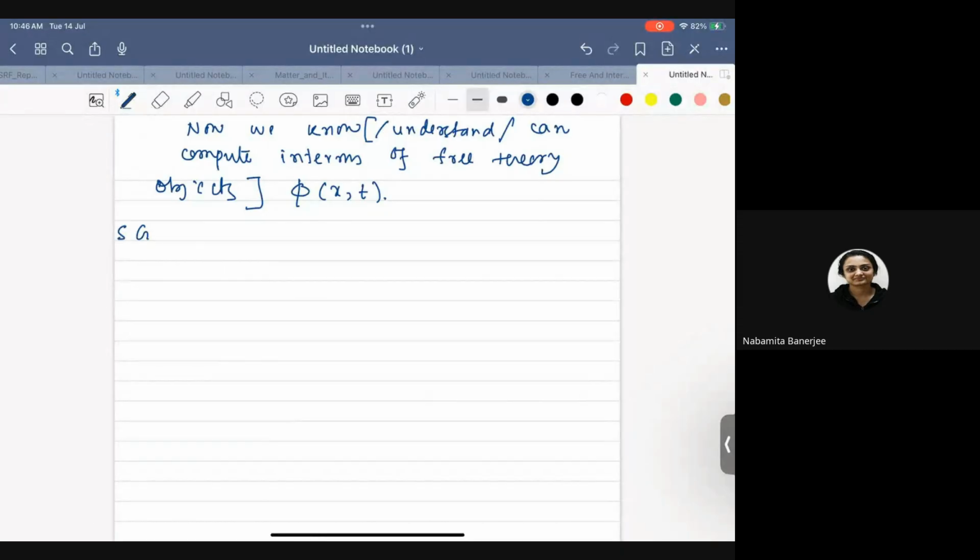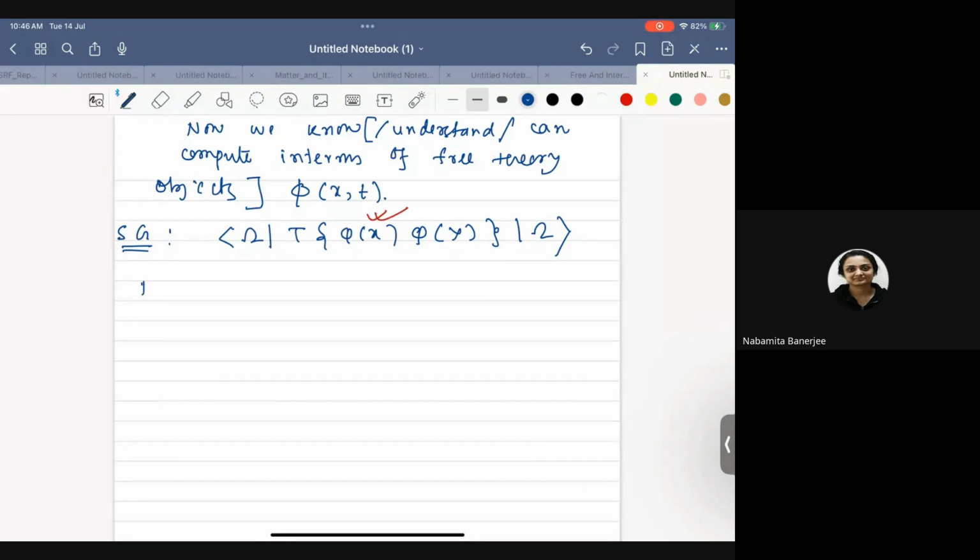Now to reach my goal, what was my sub goal? My sub goal was this: phi time-ordered of phi(x). I'm not writing t again. Here x is like a 4-vector. So this was my sub goal.